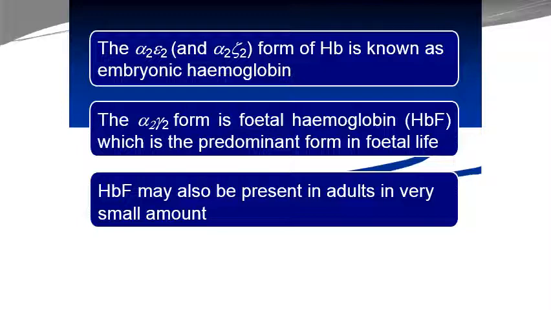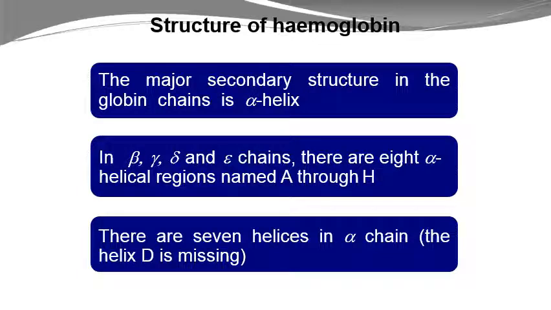So, in summary, the whole structure of hemoglobin will mainly have a secondary structure in the globin chain, that is alpha helix. If we have learned the structure of protein, you know that there are several stages: primary, secondary, tertiary, and quaternary. So the major secondary structure that we'll find in hemoglobin is the alpha helix structure. In beta, gamma, delta, and epsilon chains, there will be 8 alpha helical regions, and they will be named from A to H.